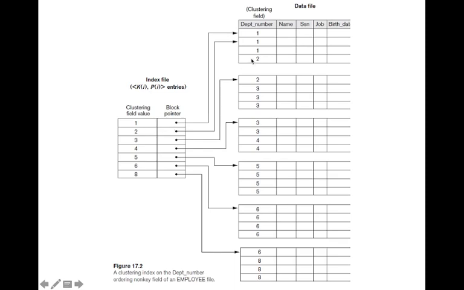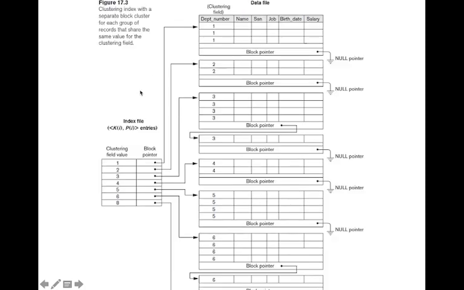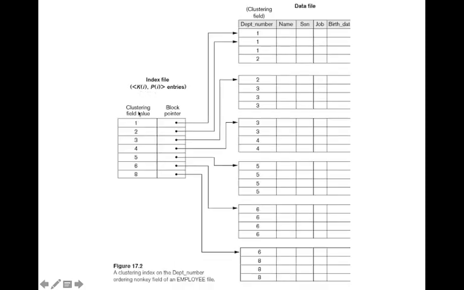So this will give the address of the blocks. So 1 and 2 are also in the same block, 3 is in this block, 4 is in this block, like that. So this is based on the clustering index. This is not a key actually, this is a clustering field value.